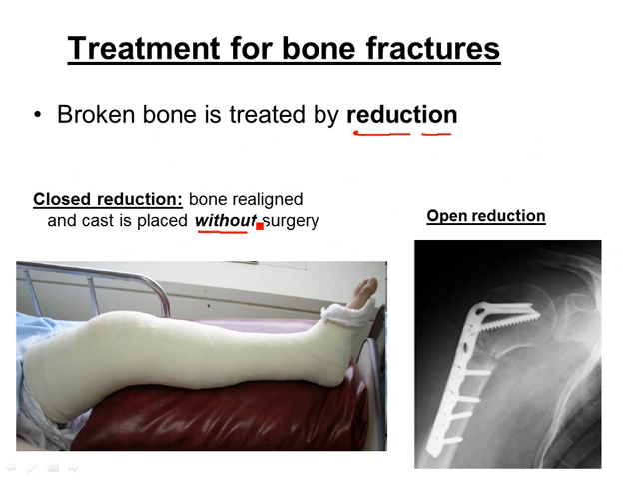Open reduction means surgery. Usually they're going to have to put in some kind of pin or nails or screws to hold that bone together. So open reduction always requires surgery. Closed reduction is no surgery, and usually a cast or some kind of brace.